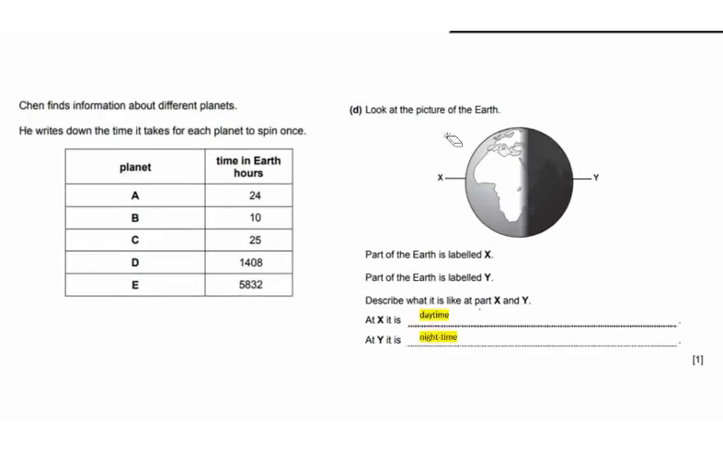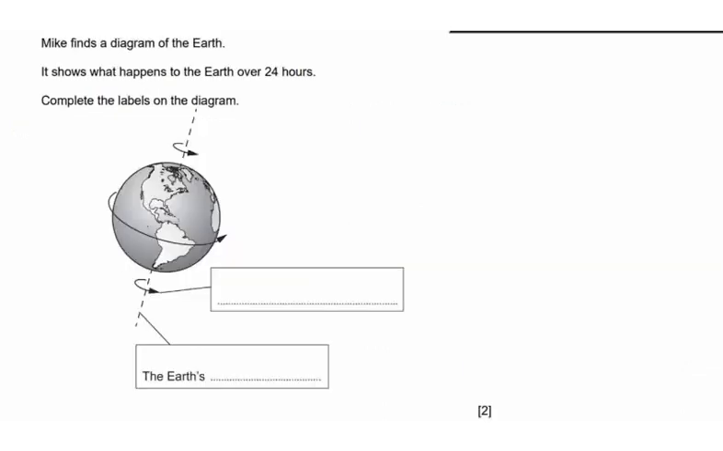The answer is at part X it is daytime, it is bright. At part Y it is night time. And this is our 6th question, the last question for today's quiz about the Earth and its beyond.